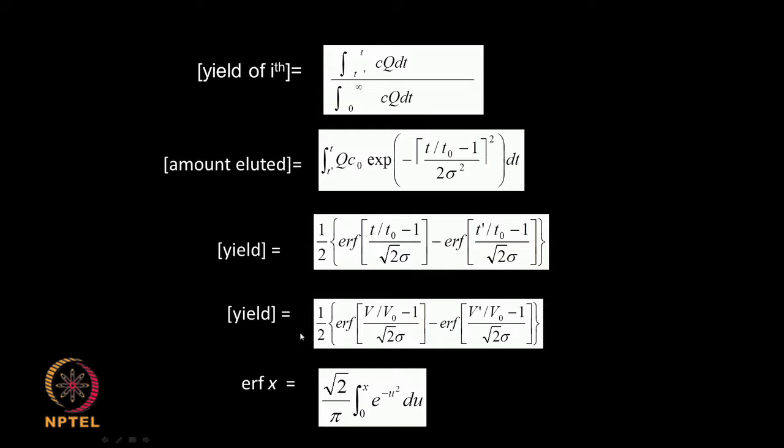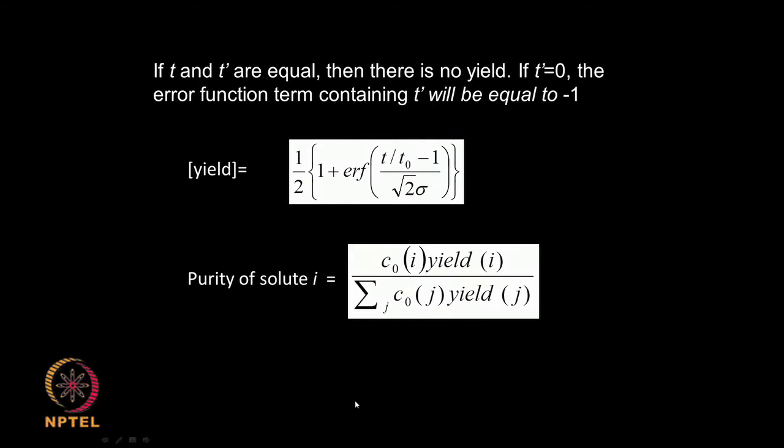Similarly, if we want to use V, then instead of t we put V, so we get V by V0 and V dash by V0. Now, what is this error function? The error function is defined like this: erf of x is equal to square root of 2 by pi, integral from 0 to x of e to the minus u square du. There is a table available for different values of x giving the corresponding erf of x, which we can use. I will show you that.